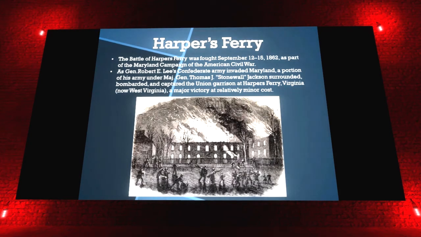The Battle of Harper's Ferry was fought September 12 through September 15, 1862, as part of the Maryland campaign of the American Civil War. As General Robert E. Lee's Confederate Army invaded Maryland, a portion of his army under Major General Thomas J. Stonewall Jackson surrounded, bombarded, and captured the Union garrison at Harper's Ferry, Virginia, a major victory at a relatively minor cost. Now this angered both the North and the South due to the fact that the North had lost men and lost people, but it also angered the South because they were raided by Northern people, and it created a lot of conflict. It was the first battle, and it was basically the main cause of the Civil War.